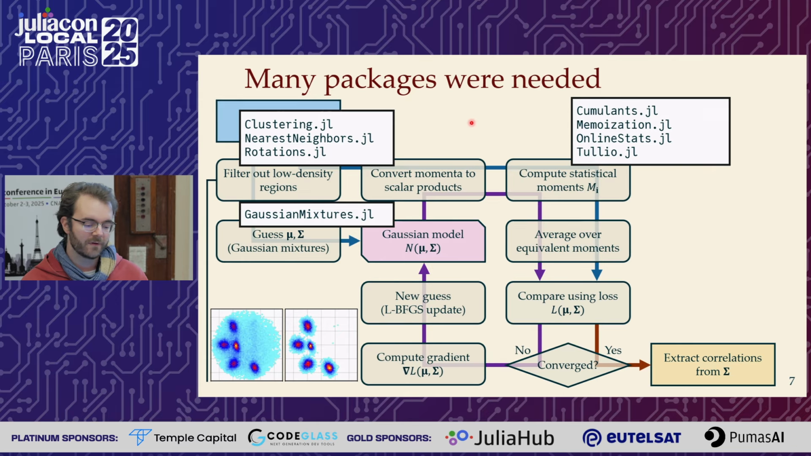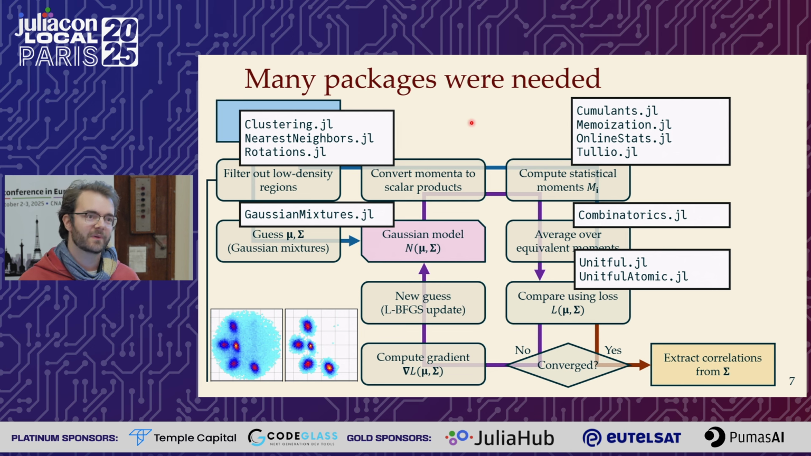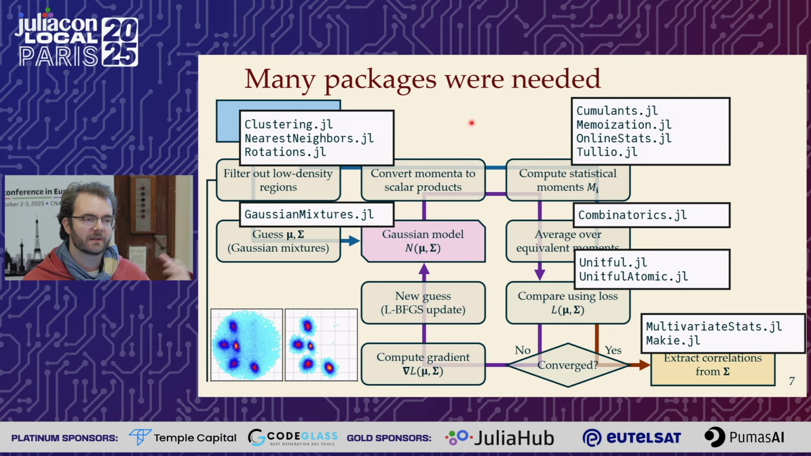And then the rest, memoization, OnlineStats, and Tullio, they are all things you can use to get better performance. Especially Tullio, I used it to define new specific rules for very specific matrix operations, because my operation had a very specific form. And then to do the average over things that are equivalent, I use Combinatorics. To compare the experiment and the simulation, I have made extensive use of Unitful, because of course no one uses the same units all the time. And finally, to do the final analysis and put everything together, I use MultivariateStats and Makie.